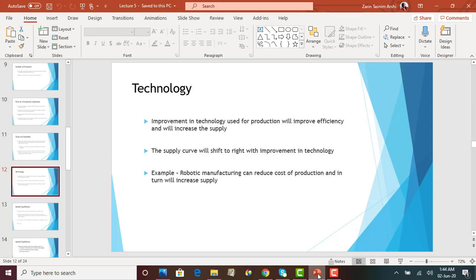On the other hand, technological disruptions will cause the supply to go down. If everybody loses electricity suddenly, then supply will go down, right? So technology plays an important role in determining the supply side.